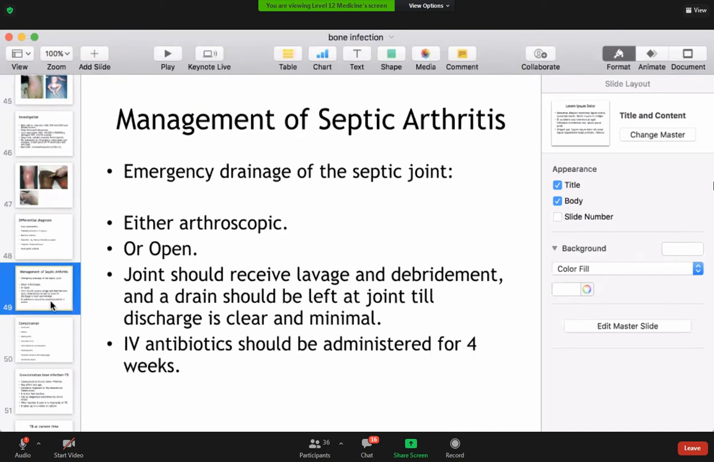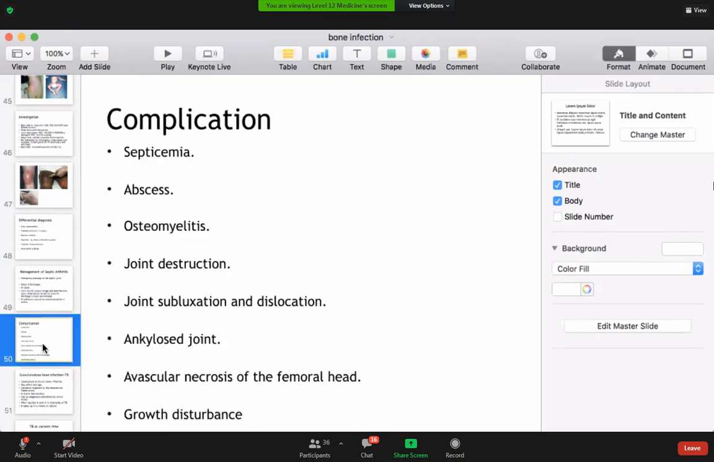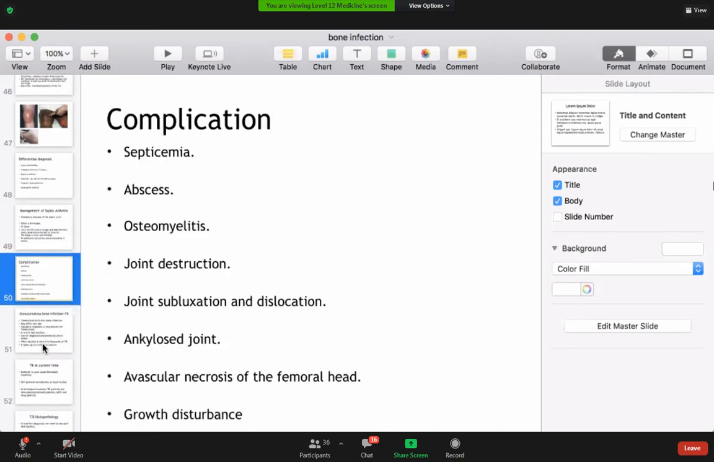Drainage is very important, either by scope or open. Joint should be cleaned thoroughly and drain left in place for a few days till all the fluids are out. And remember, don't forget to give the IV antibiotics for at least 4 to 6 weeks.